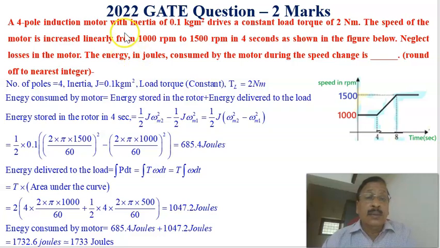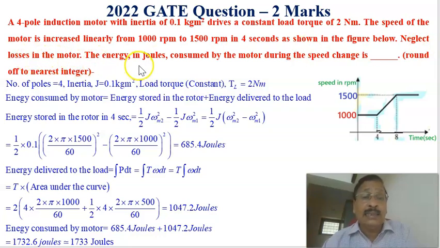Let us see another problem, a 2022 GATE question that also carries 2 marks. A 4-pole induction motor with inertia 0.1 kilogram meter square drives a constant load torque of 2 Newton meter. The speed of the motor is increased linearly from 1000 rpm to 1500 rpm in 4 seconds, as shown in the figure below. Neglect the losses in the motor.